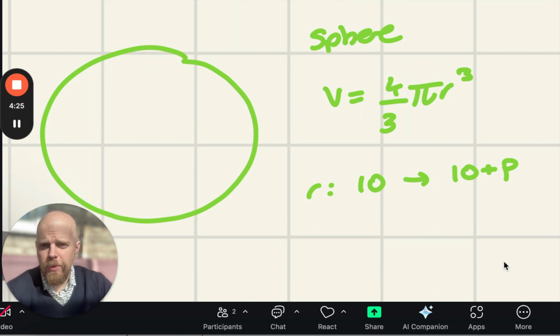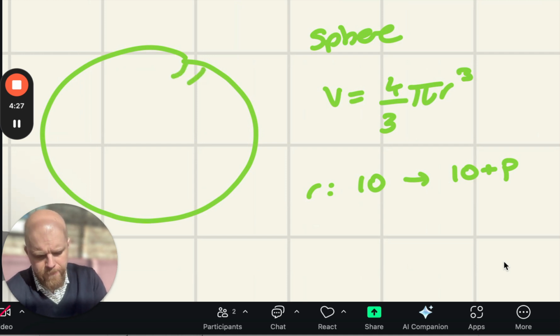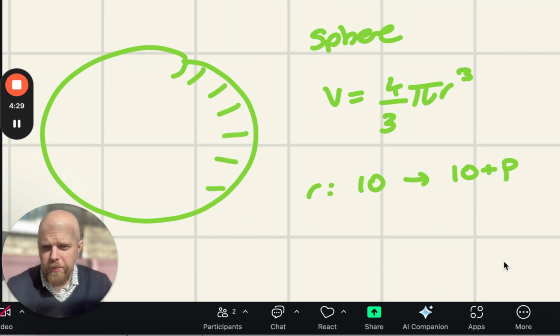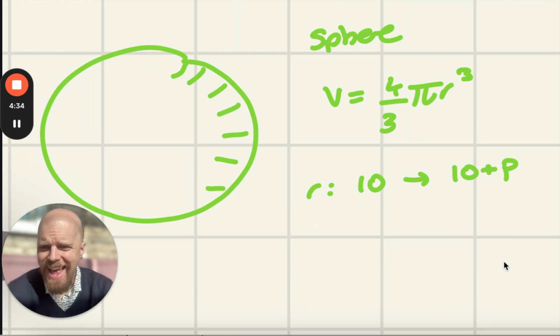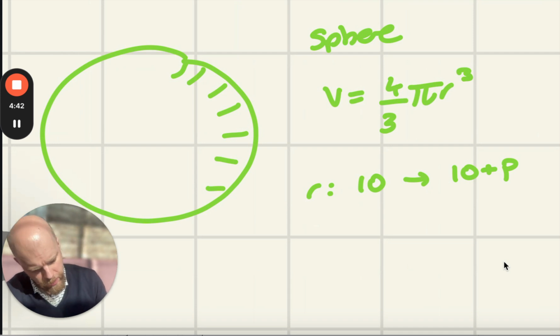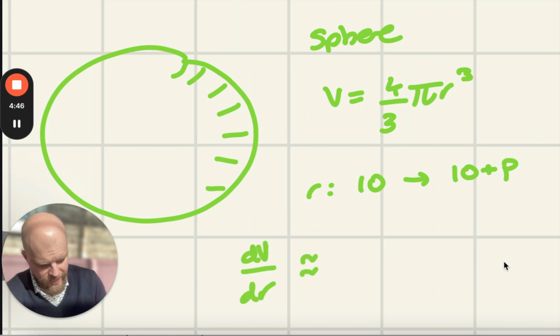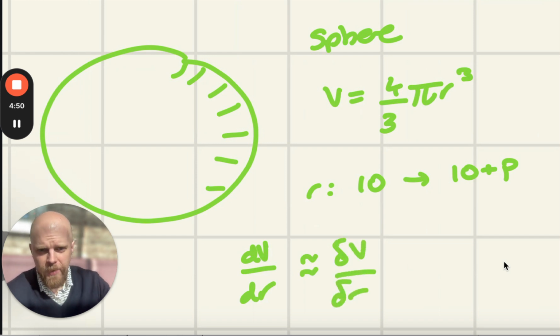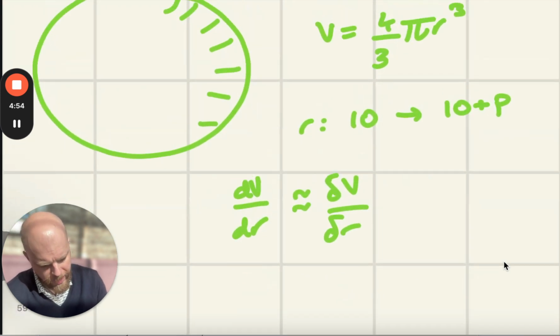Here's an example of another question. We have a sphere, which has volume 4 over 3 pi r cubed, and the radius is going to go from 10 to 10 plus p. What I want to find is the approximate change in the volume. So the question is saying, well, dv by dr is approximately delta v by delta r. Now, dv by dr, if we differentiate that, is 4 pi r squared.